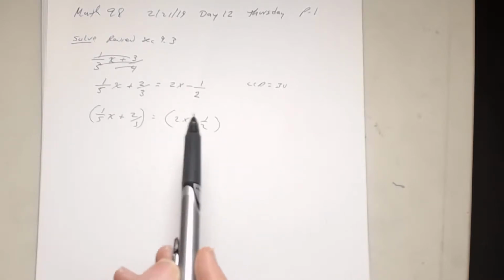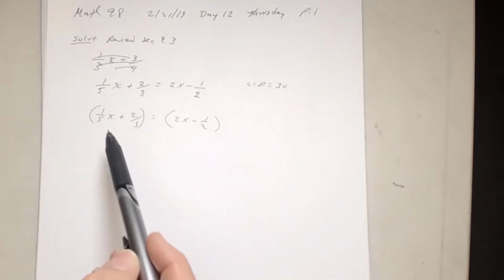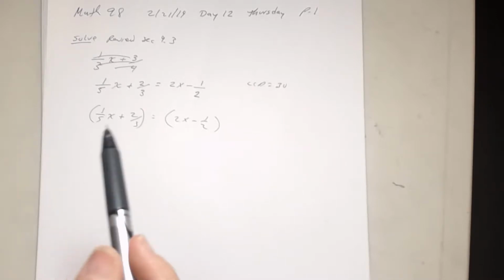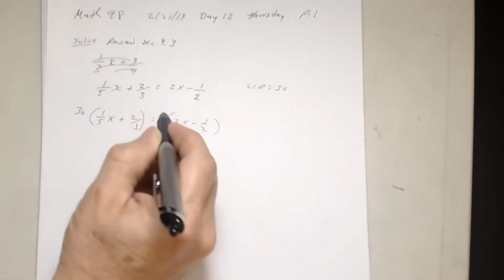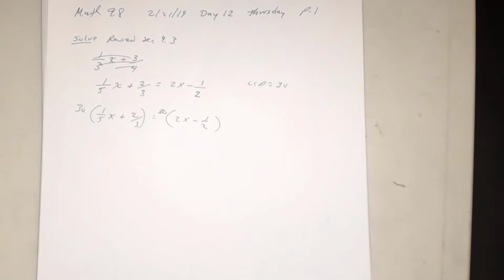So then what's the next thing you need to do? Once you put that in parentheses, what is the next thing you got to do? Place 30 on the outside. Very good. So see, if you can do that, you can do the test 1 equations, because test 1 has no fractions on it.